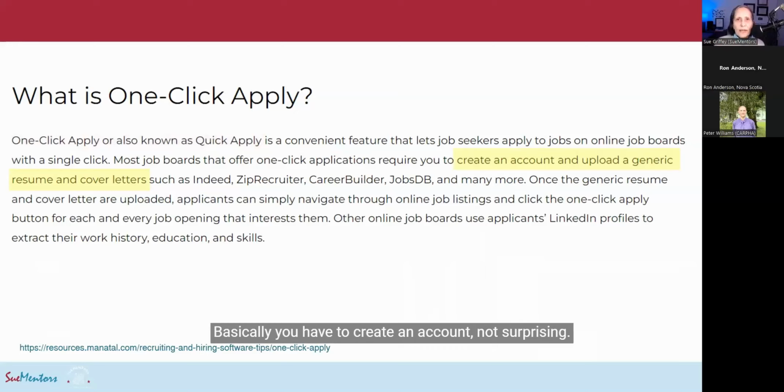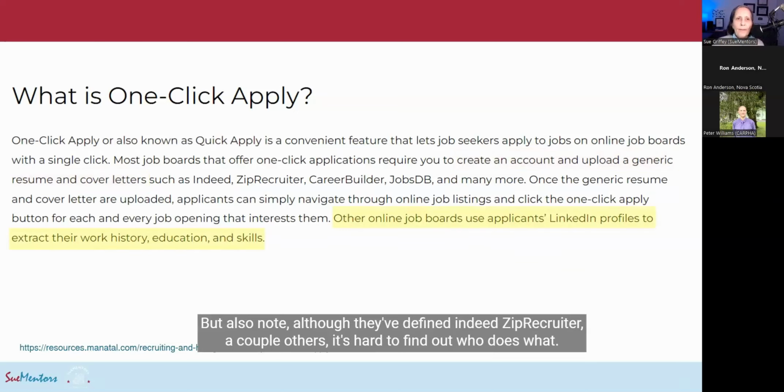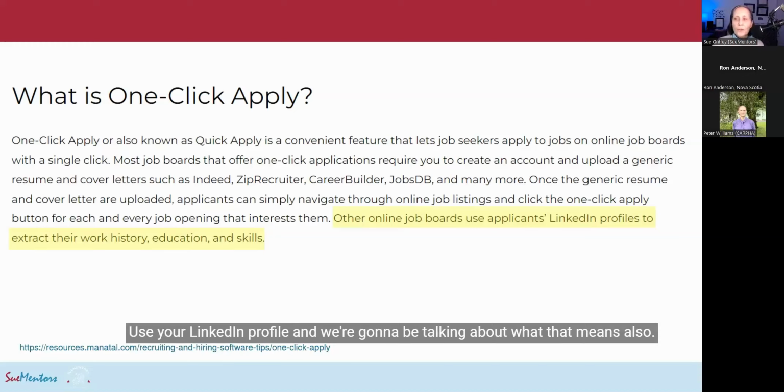Basically, you have to create an account, not surprising. And then note this, upload a generic resume and cover letters, usually per instructions. But also note, although they've defined Indeed, ZipRecruiter, a couple others, it's hard to find out who does what. Some of the one-click apply use your LinkedIn profile. And we're going to be talking about what that means also.